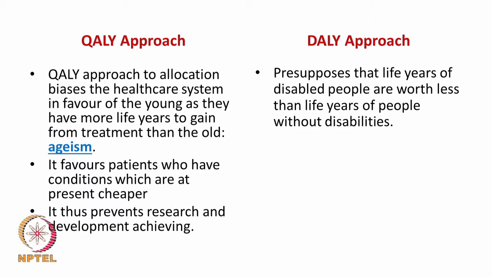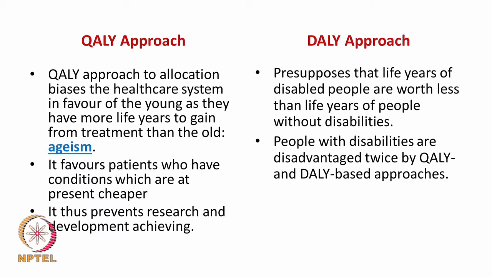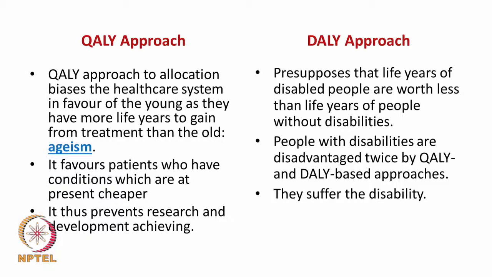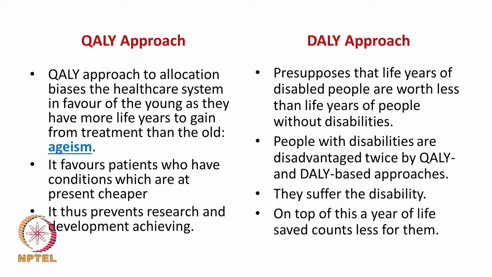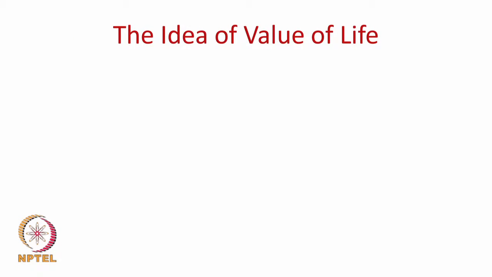Now, DALY approaches presuppose that life years of disabled people are worth less than life years of people without disabilities, which also violates some of our conceptions of justice and human rights, and people with disabilities are disadvantaged twice by QALY and DALY based approaches. They already have disabilities, and in that way there is a set of disadvantages they already face. Now, with these approaches, their disabilities are doubled. So, they suffer the disability, and on top of this a year of life saved counts less for them, which makes them even more disabled socially and otherwise.